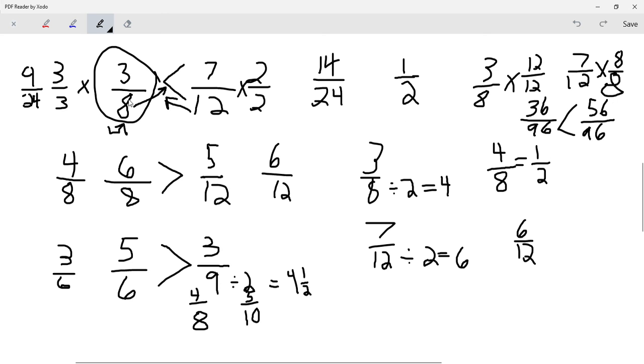Always find a common denominator. You can find the least common denominator, or you can just use the trick where you just multiply by the opposite fraction's denominator. And as long as you do the math right, you will always get the right answer.